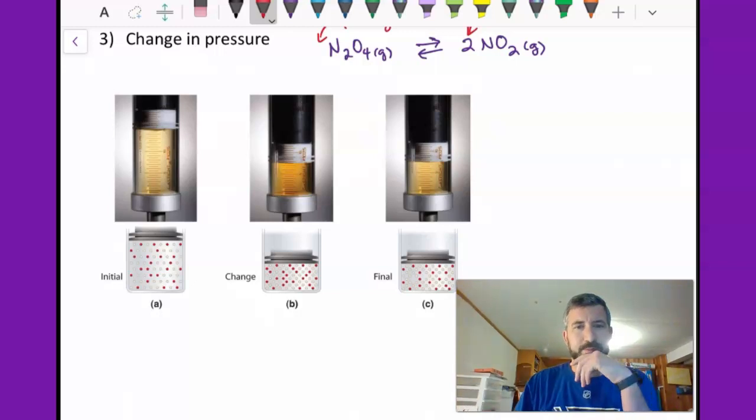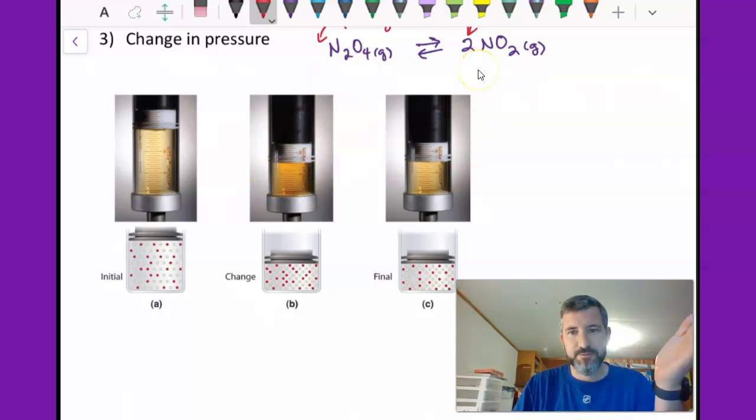Now the first thing you're going to notice is, well, wait a minute, it got darker, right? So if it got darker, is that because the forward reaction was favored because the NO2, which is on the right side, is brown, right? So if it got darker, it must have favored the forward direction. Well, actually, there's another reason that it got darker. It's not because it's favoring the forward direction.